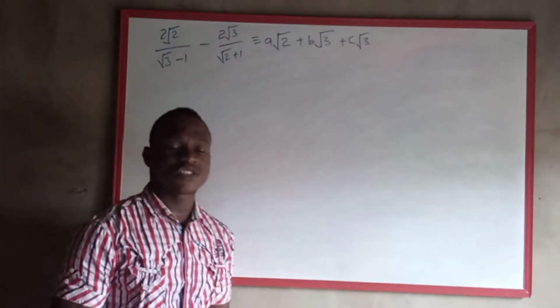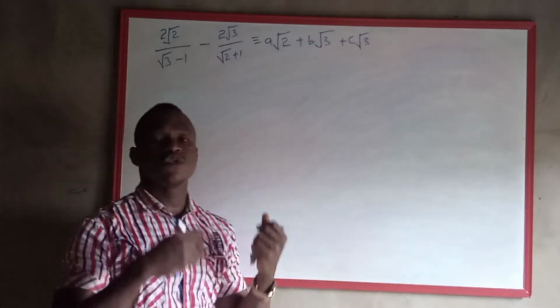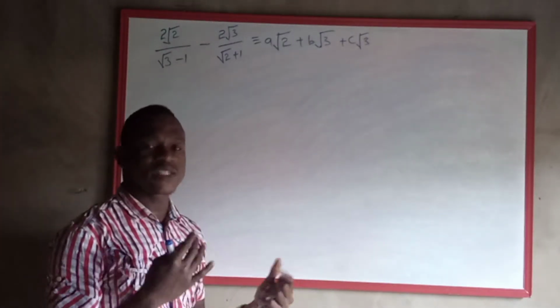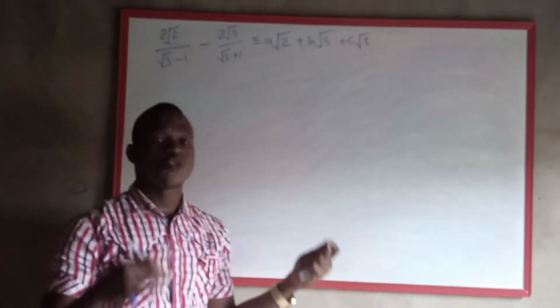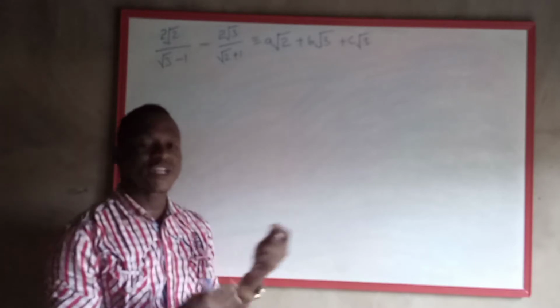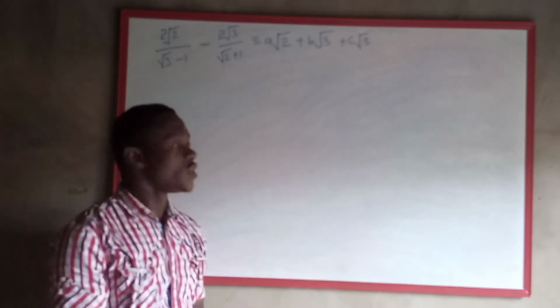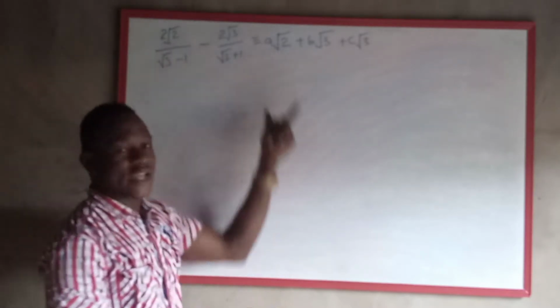Now, if you don't know how to rationalize a surd, check out our video where we explained surds explicitly. Where we explained surds, we rationalized surds, we added surds, we multiplied surds, and we did different mathematical operations on surd form. So you'll be able to understand how to get this question.